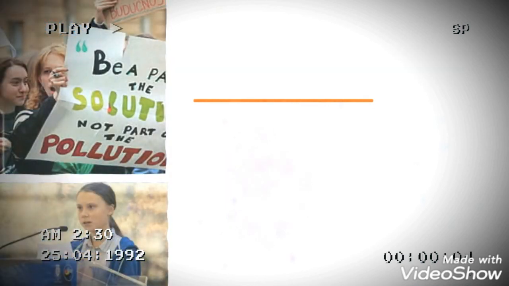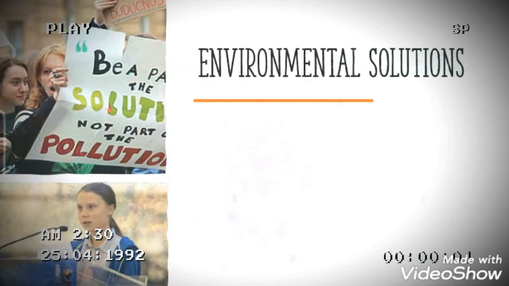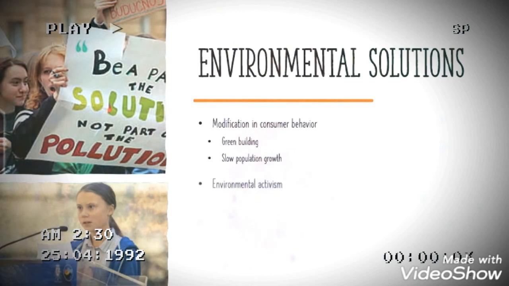And the next part, what we can do to slow down the environmental problem is modification in consumer behavior. So you can introduce them to green buildings, greenhouses that use green energy, like I've already mentioned above, and also slow the population growth. And the next thing we can also do is environmental activism.